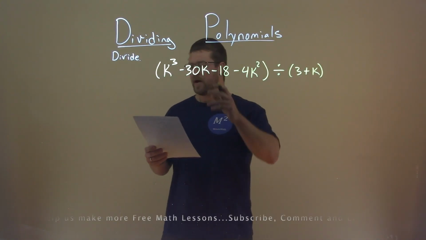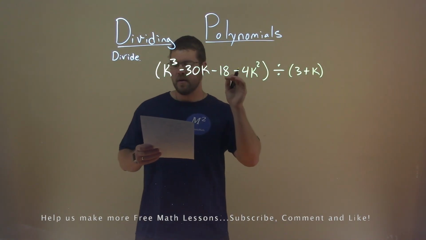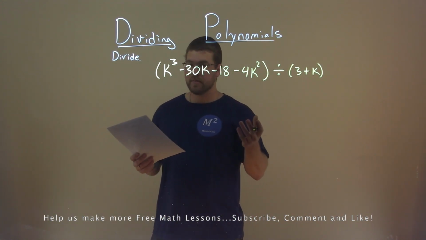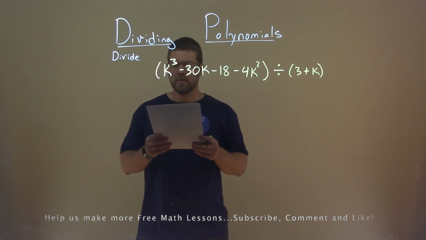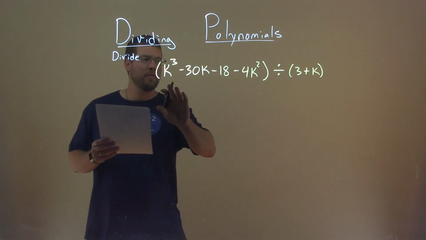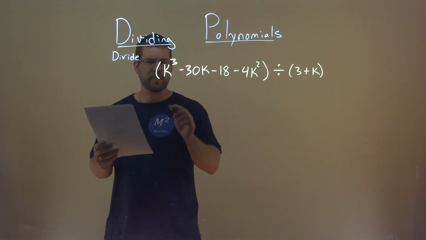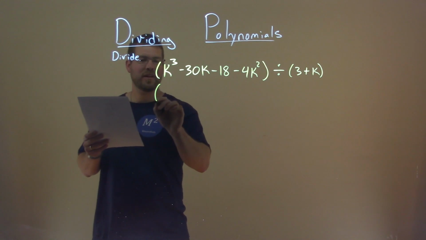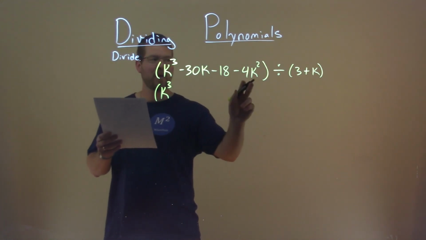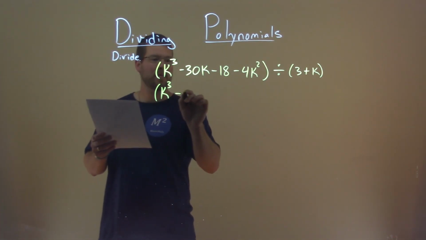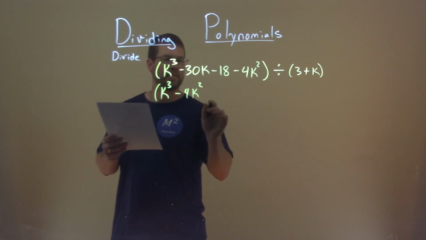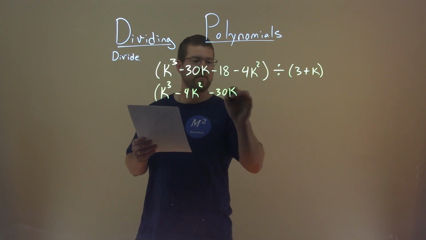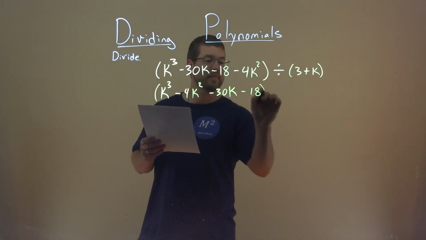K to the third minus 30k minus 18 minus 4k squared divided by 3 plus k. And we need to divide this. Well, first thing I'm going to do is rearrange this to be in order. The highest power is k to the third, so that stays first. But then we have a minus 4k squared, so I'm going to put that next, minus 4k squared. And then we have our minus 30k. Then we have the minus 18.